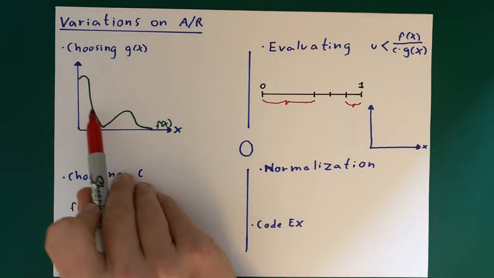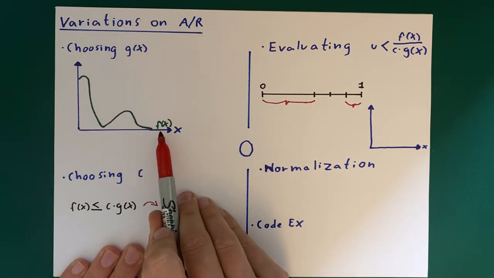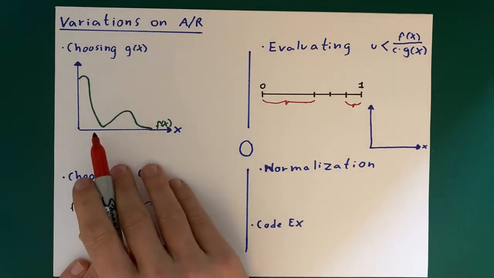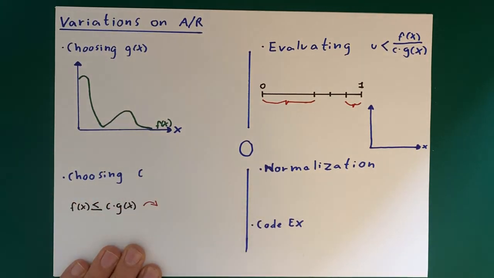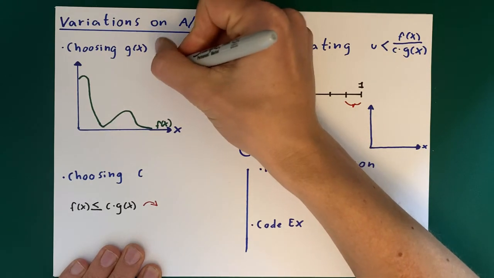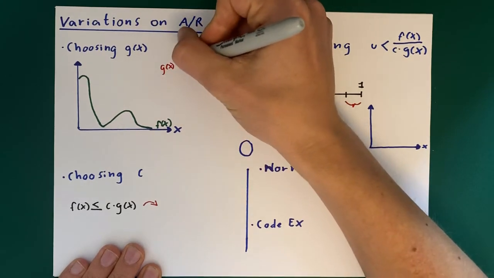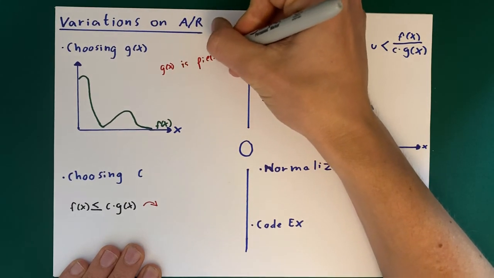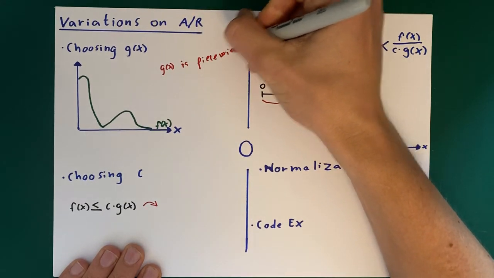So suppose we want to sample from a density like this f of x. There's, as far as I know, no obvious solution to choosing g of x here, something that looks a lot like this. And that means we would be rejecting a lot of samples. But what we can do is then suppose that we can create a g of x which is piecewise linear.